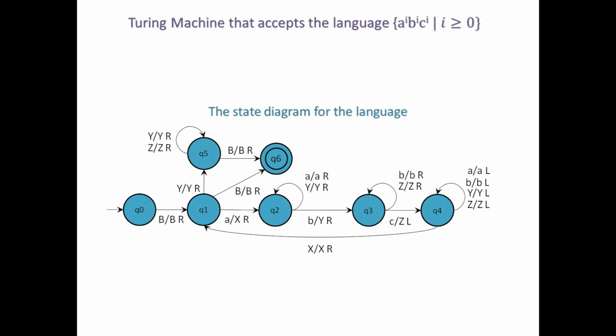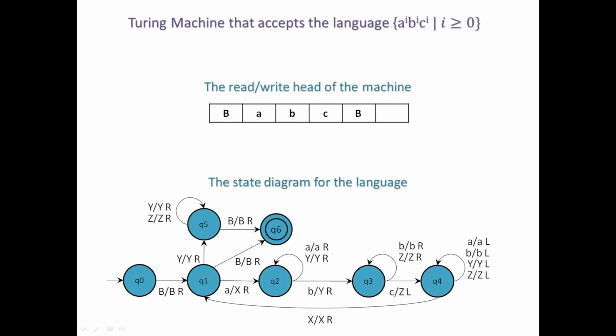Let us test the language with the input string capital B, A, B, C and capital B. Our read-write head position is shown as the arrow, and the current state will be marked orange, which is the state Q0. First, we read B, write B, and move the machine head to the right. The state now transits to the state Q1.